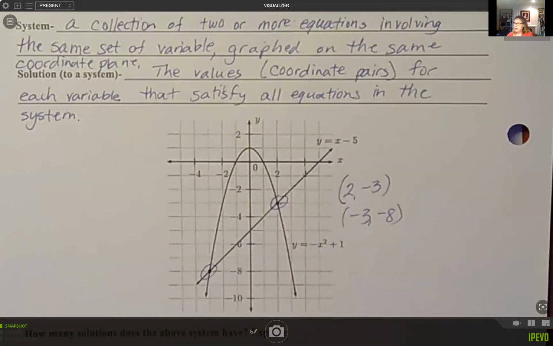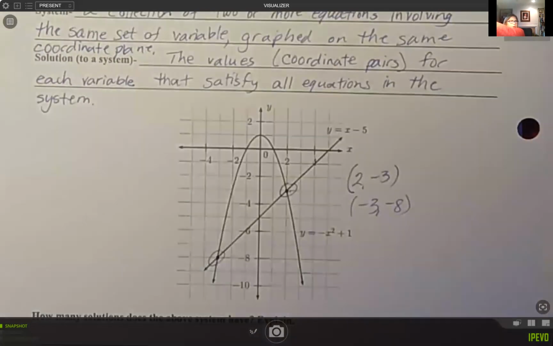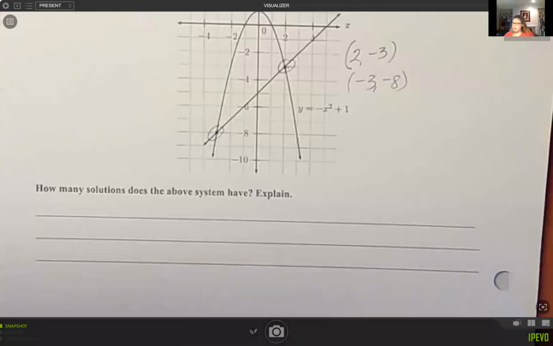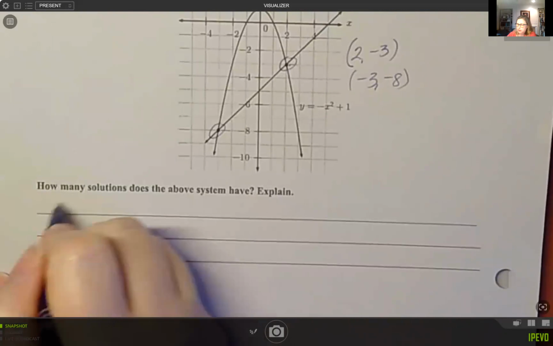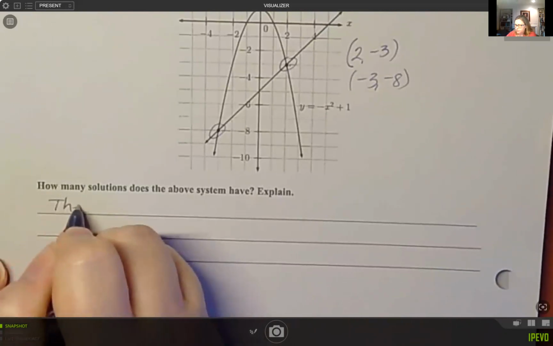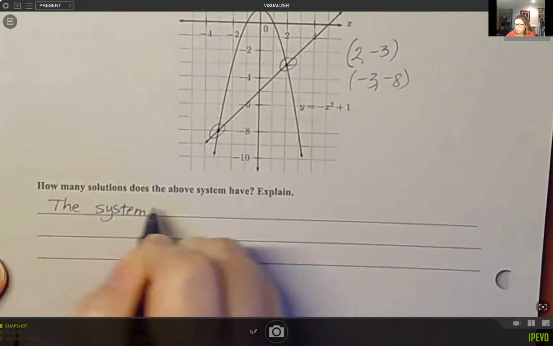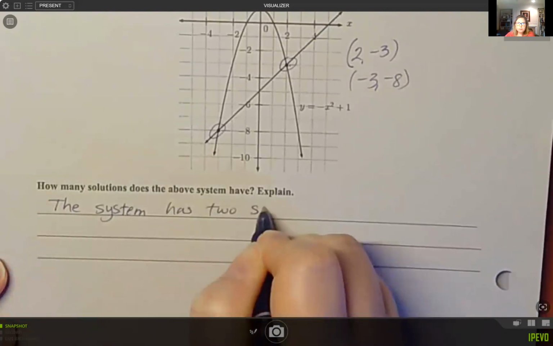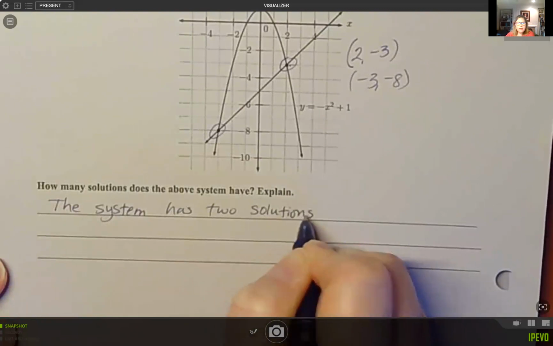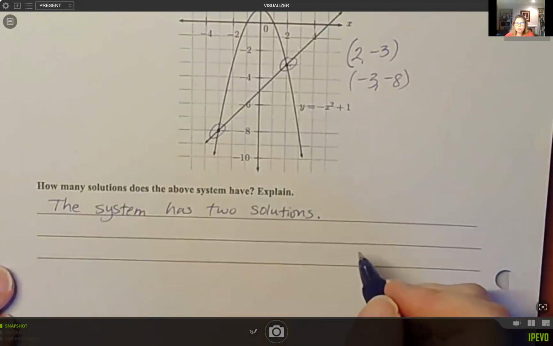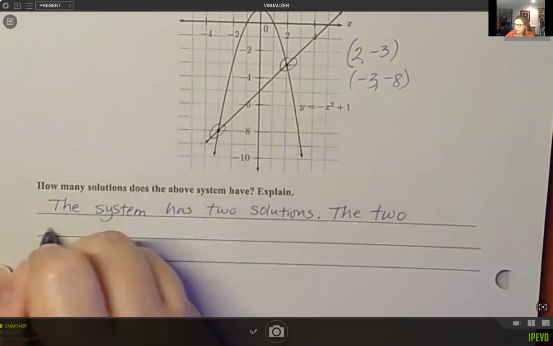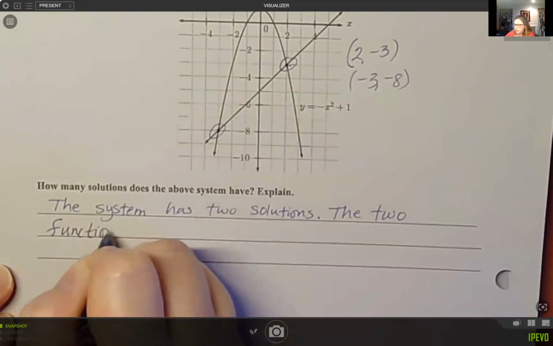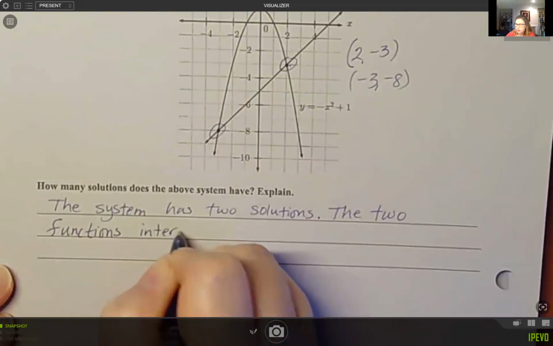Okay, so then next the question is, how many solutions does the above system have? And then explain. So it has two solutions, so two points of intersection. The system has two solutions, because the graphs, or we'll say functions, intersect in two places.